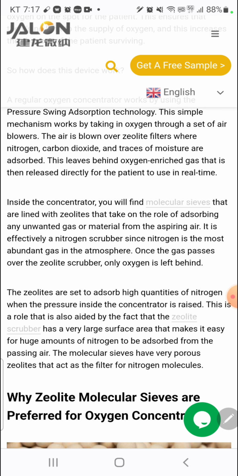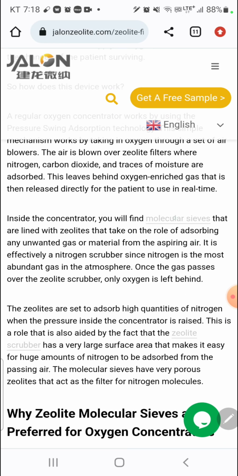It is effectively a nitrogen scrubber, since nitrogen is the most abundant gas in the atmosphere. Once the gas passes over the zeolite scrubber, only oxygen is left behind. Molecular sieves, that's a good term. Molecular sieves. Scrubber, nitrogen scrubber.